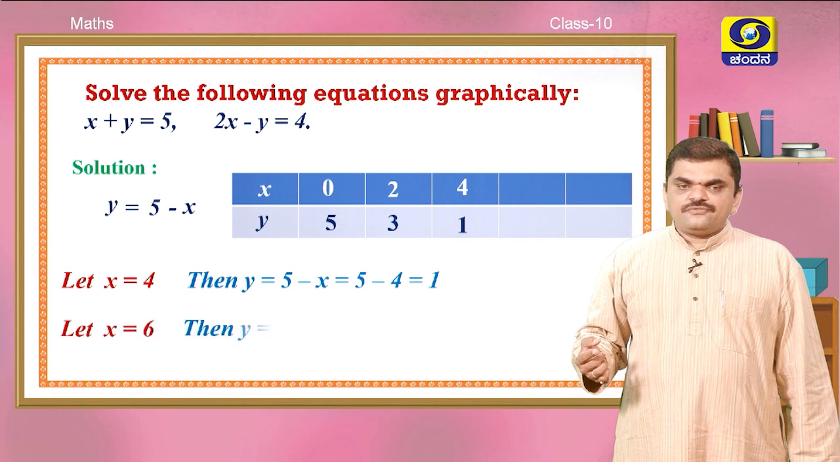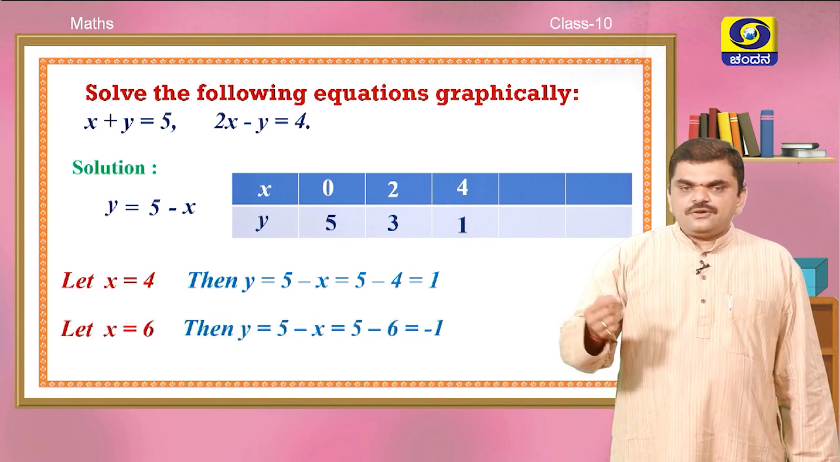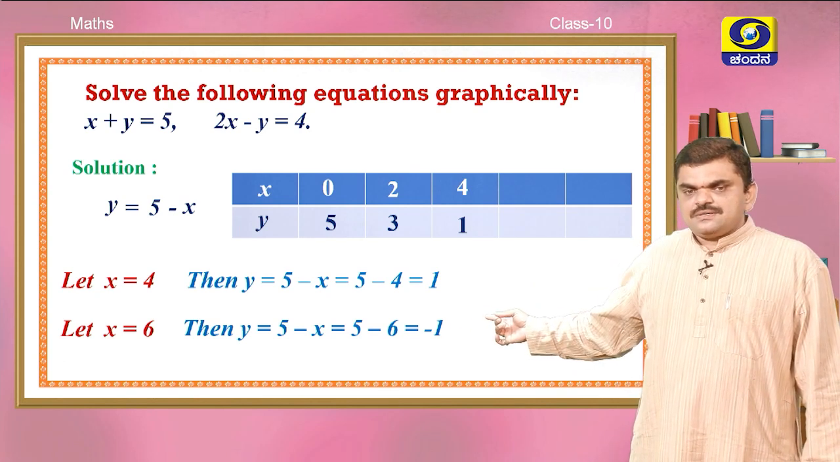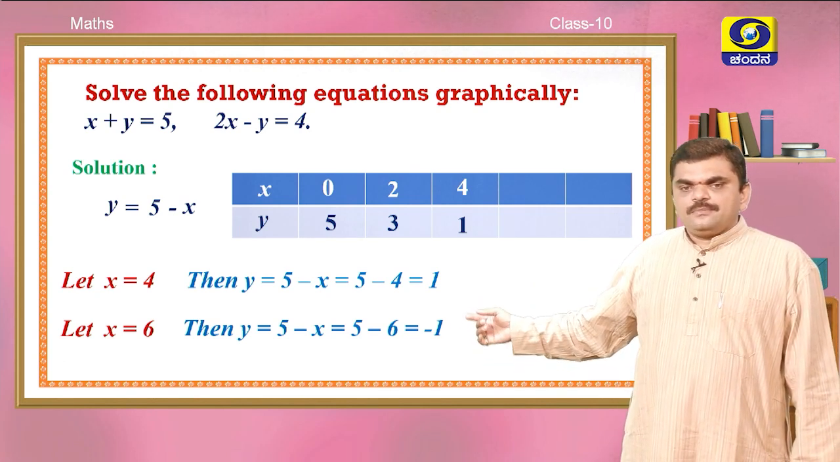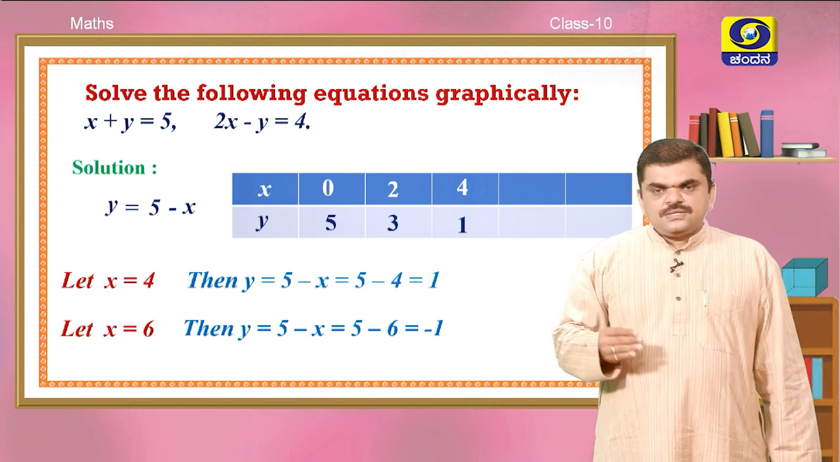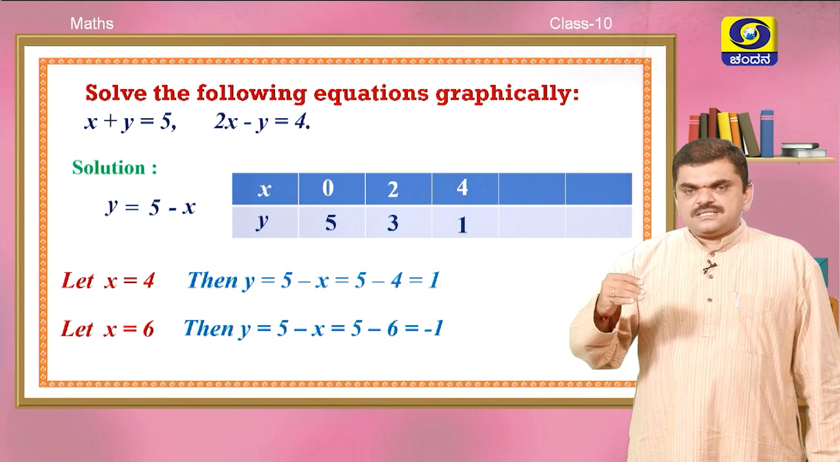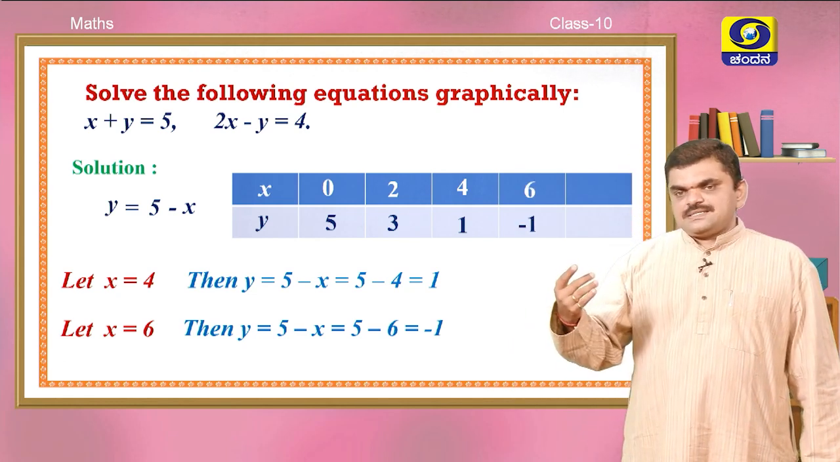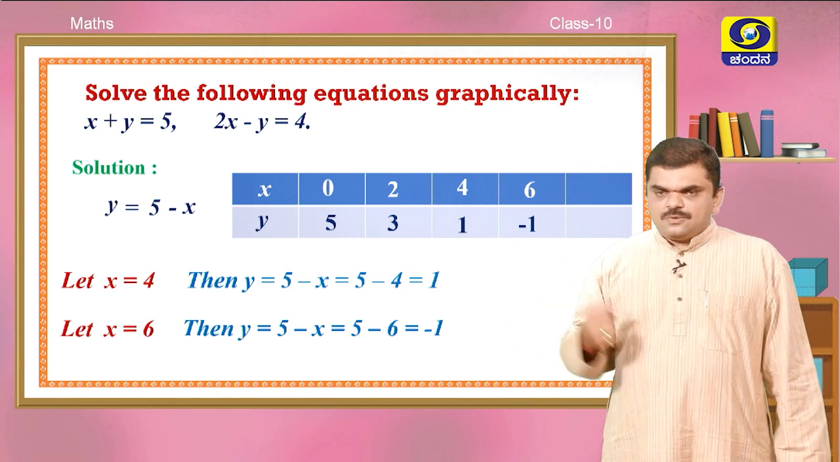Then what is the value of x? Let us take value of x as 6. Value of y becomes, y is equal to 5 minus x, 5 minus 6, that is minus 1. So, when value of x becomes 6, value of y becomes minus 1. The coordinate is 6 comma minus 1.